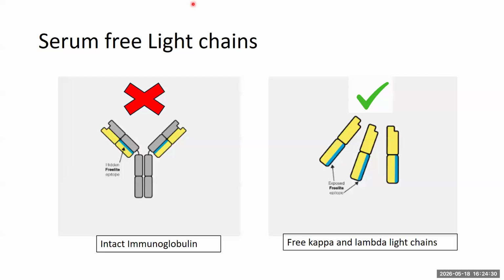Lastly, from our biochemistry tests, we speak about serum-free light chains. And this is an immunoturbidimetric assay which uses antibodies that specifically detect free kappa and lambda light chains by detecting epitopes that are usually hidden on intact immunoglobulins. So it essentially measures circulating free light chains. And this test is quite sensitive for light chain disease, and it can be used to assess light chain restriction.